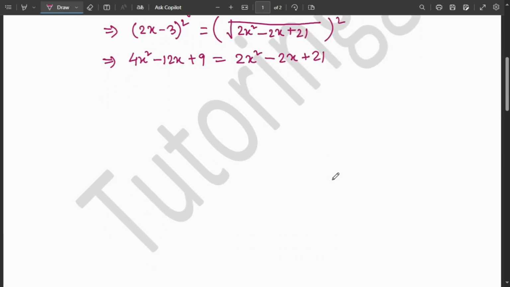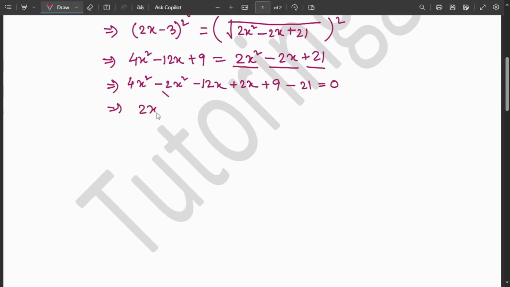Okay, now arranging the like terms, what we get? 4x square, plus 2x square becomes minus 2x square on the left hand side, and minus 12x, and here minus 2x becomes plus 2x, plus 9, and plus 21 becomes minus 21 on the left side. It becomes equals to 0. So 4x square minus 2x square becomes 2x square, and minus 12x plus 2x becomes minus 10x, and 9 minus 21 becomes minus 12 equals to 0.